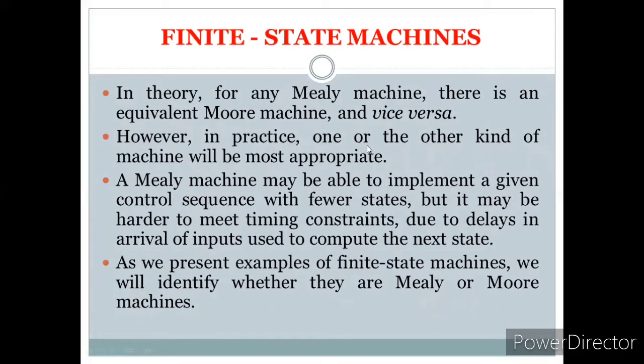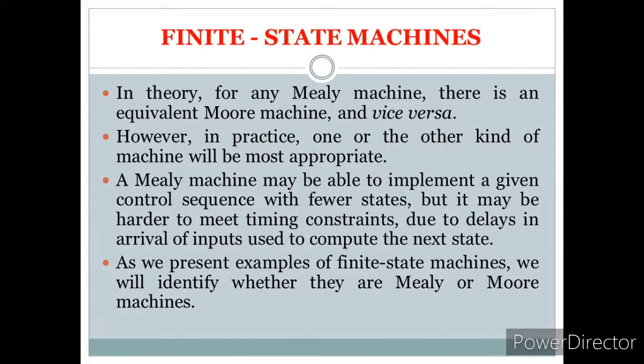So in theory, for a Mealy machine, there is an equivalent Moore machine and vice versa. If we have a Mealy machine, then we can have an equivalent Moore machine, or if we have a Moore machine, we can easily have the Mealy machine in our design. But in practice, one or the other kind of machine will be most appropriate. Selection of Mealy or Moore depends upon the designer. But in any model, an FSM, a finite state machine, is compulsorily required for a huge block of design.